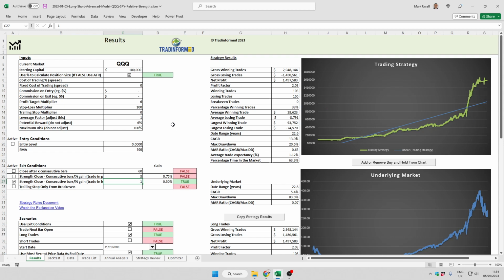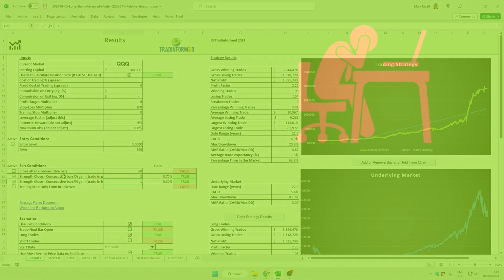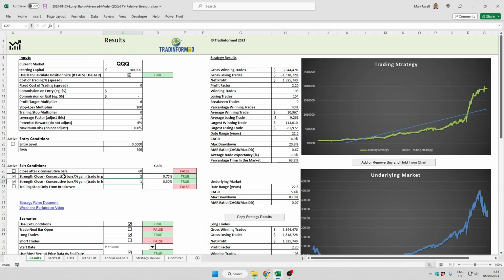Okay, the next thing I'm going to do is add in another strength close. Now this one is only active when the trade is in profit. And don't forget, things are different when the trade is a losing trade or when it is a winning trade. Our mindset is different. The way we look at the market is different. So we want to set different values.